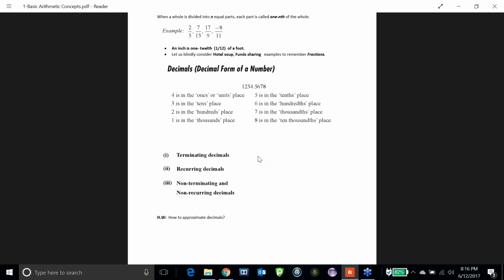And next, coming to non-recurring decimals. Just take an example of root 2. What is root 2? It is like 1.41421 and it keeps going on. It means there is no finite value. And also you can take an example of pi. When you divide 22 by 7, you will get a very big number. I mean, there is no end for the number. So those kinds of decimals are called non-terminating or non-recurring decimals.